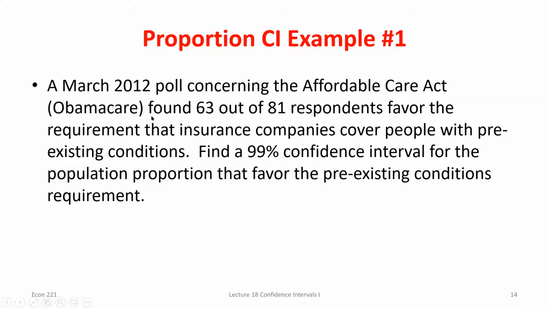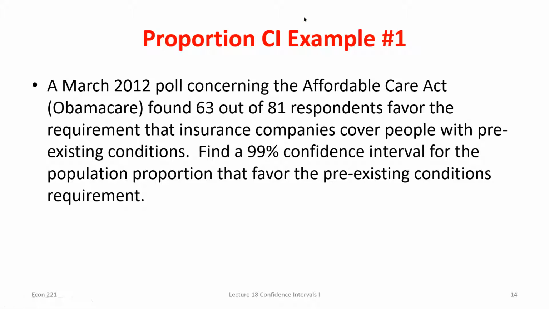So there's this old survey in 2012 that was asking people about Obamacare, or whether or not they were in favor of companies covering pre-existing conditions. So 63 out of the 81 people said they were in favor of it. And I want to build a 99% confidence interval for what the true population proportion of people in favor of covering these pre-existing conditions was. If we want a 99% confidence interval, our alpha is the area outside that interval, so 1%, or 0.01 in decimal form.